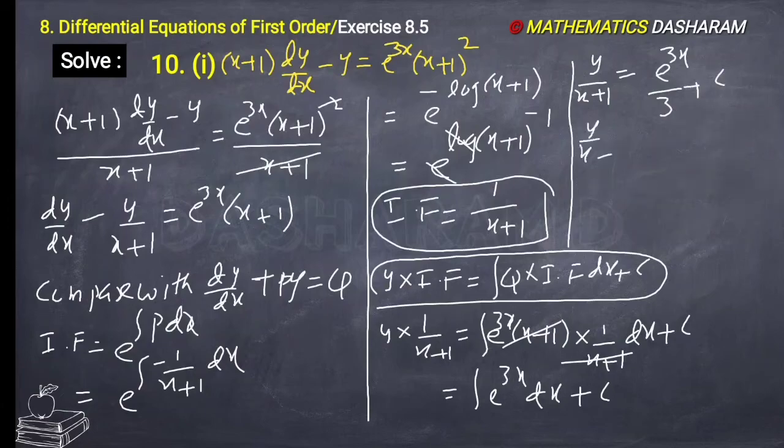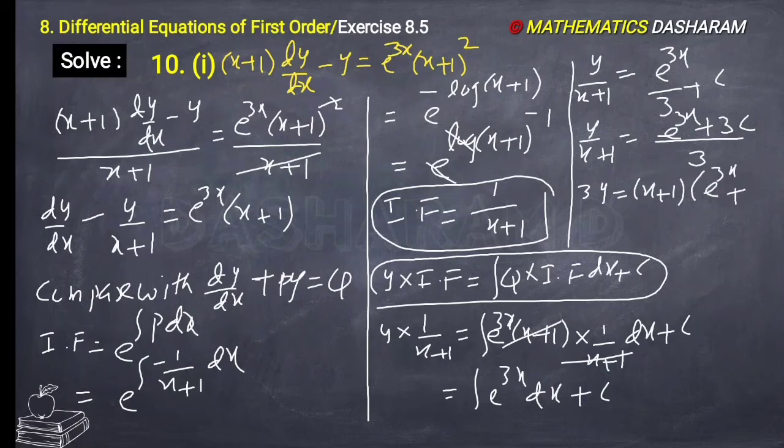So y by x plus 1 equals e power 3x, take the LCM, 3 is the LCM, e power 3x plus 3 into c. Next 3 transpose to left side, 3 into y equals x plus 1 bracket of e power 3x plus 3 into c, can write as just c. This is our required answer.